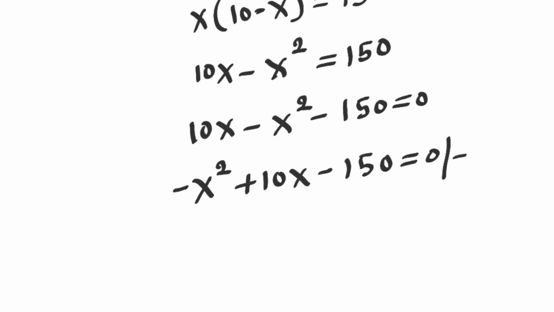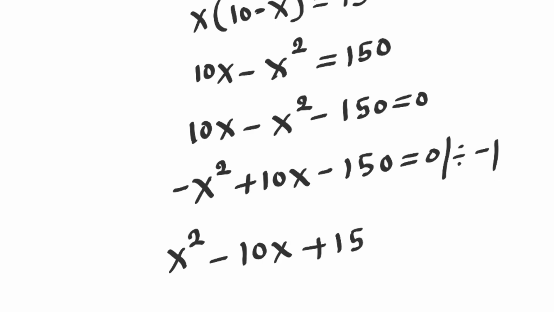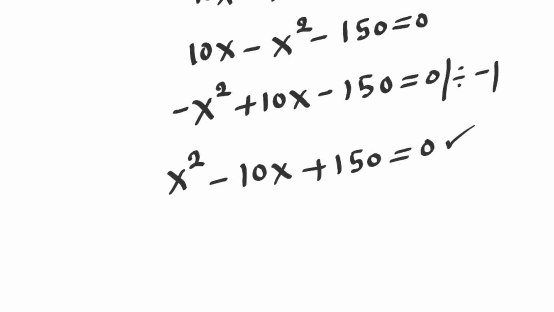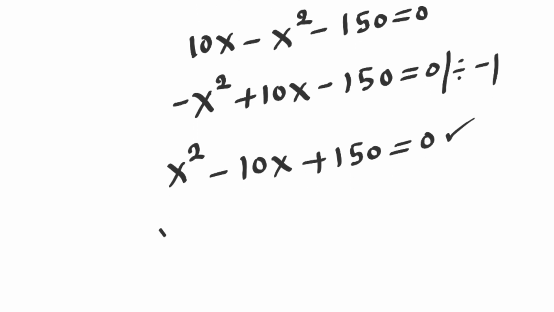Let us divide the whole of this equation by minus 1. Minus x squared divided by minus 1 will give x squared. Plus 10x divided by minus 1 will give minus 10x. Minus 150 divided by minus 1 will give plus 150 is equal to 0. This is a quadratic equation. Let us solve this using the quadratic formula.